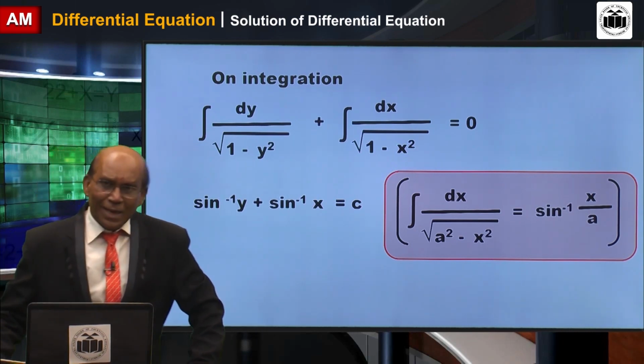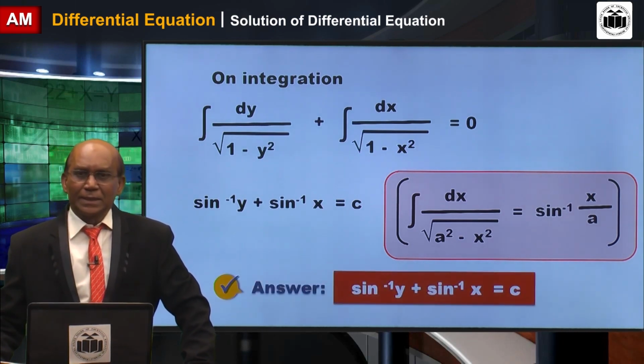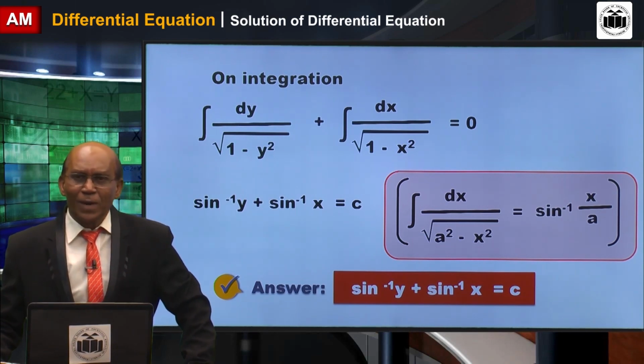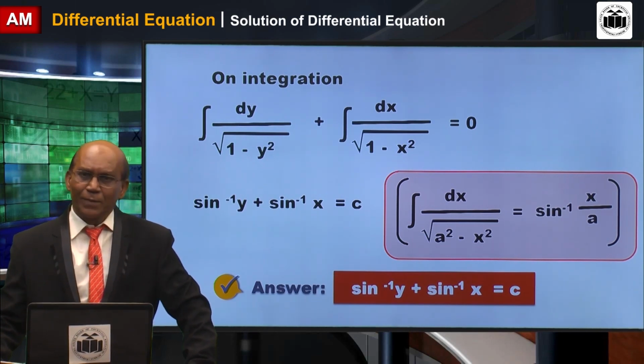Have you guessed the answer? Yes, see the answer: sine inverse y plus sine inverse x equals c.